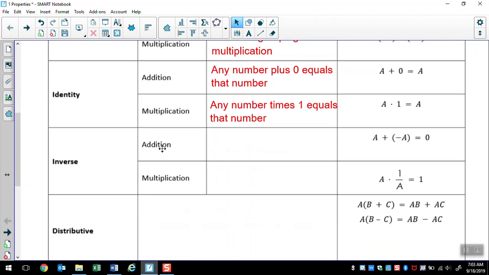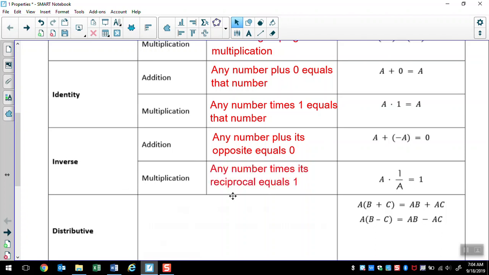Inverse. So then again, inverse we can do over addition or multiplication. Sometimes we'll see this as the additive inverse, and what that means is any number plus its opposite will equal 0. So a positive number plus the negative version of that same number will always equal 0. And the multiplicative inverse is any number times its reciprocal equals 1.